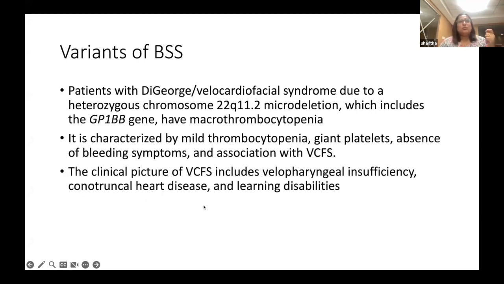Another variant of Bernard-Soulier syndrome is again seen in patients with DiGeorge syndrome who have a heterozygous chromosome 22q11.2 microdeletion. When this microdeletion occurs, it also affects the GP1BB gene, which is related to macrothrombocytopenia. So these patients with velocardiofacial syndrome, which is the milder form of DiGeorge syndrome, are characterized by mild thrombocytopenia, giant platelets, no bleeding symptoms, and the VCFS features include velopharyngeal insufficiency, conotruncal heart disease, and learning disabilities.